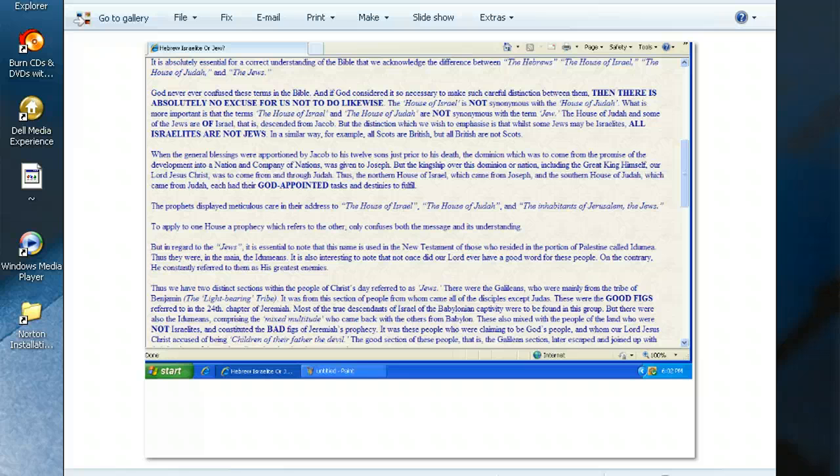But there were also Idumeans, comprising the mixed multitude, who came back with the others from Babylon. These also mixed with the people of the land who were not Israelites and constituted the bad figs of Jeremiah's prophecy. It was these people who were claiming to be God's people and whom our Lord Jesus Christ accused of being children of their father, the devil.